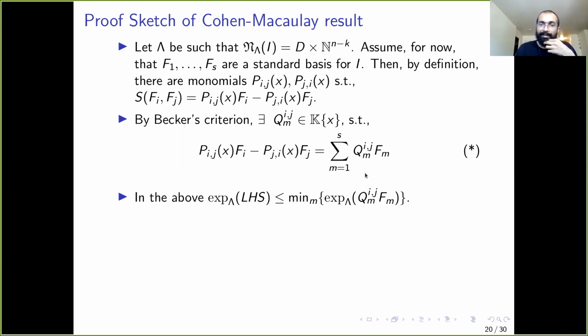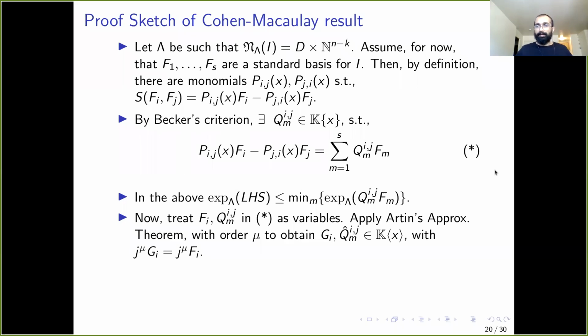And obviously, since this expression on the right-hand side is a standard representation, we have the condition that the initial exponent of the left-hand side with respect to lambda is less than the minimum of the initial exponents of these products on the right-hand side.